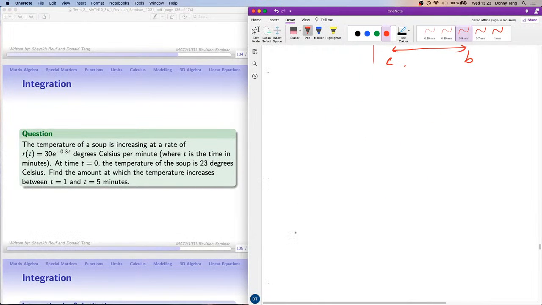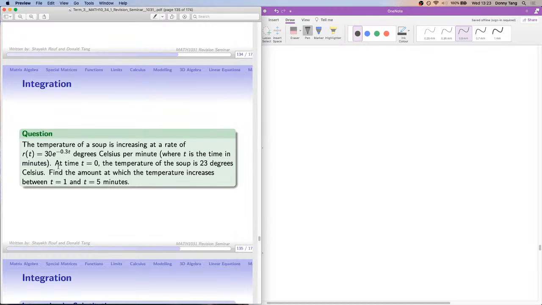All right. So here's a question: the temperature of a soup is increasing at a rate of r(t) equals 30e to the power of negative 0.3t degrees Celsius per minute. At time t equals 0, the temperature of the soup is 23 degrees Celsius. Find the amount by which the temperature increases between t equals 1 and t equals 5 minutes.